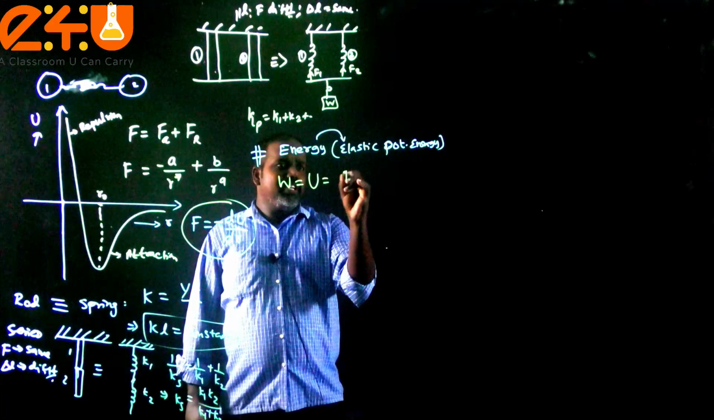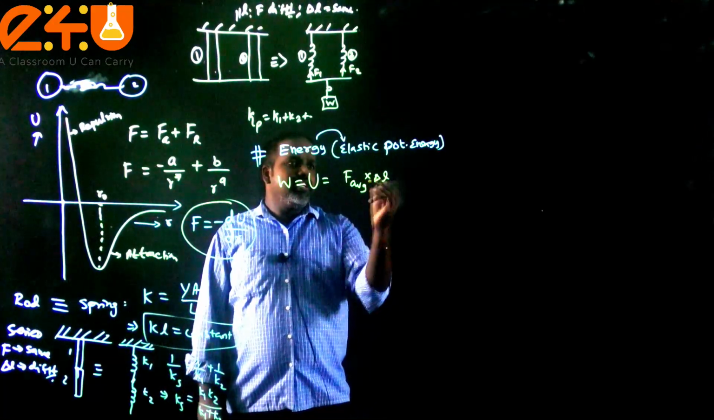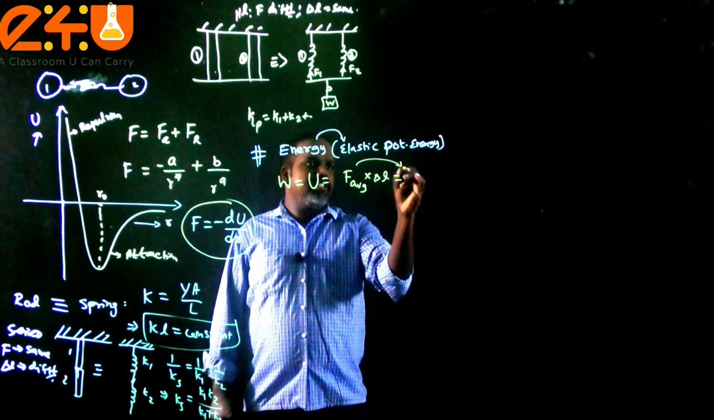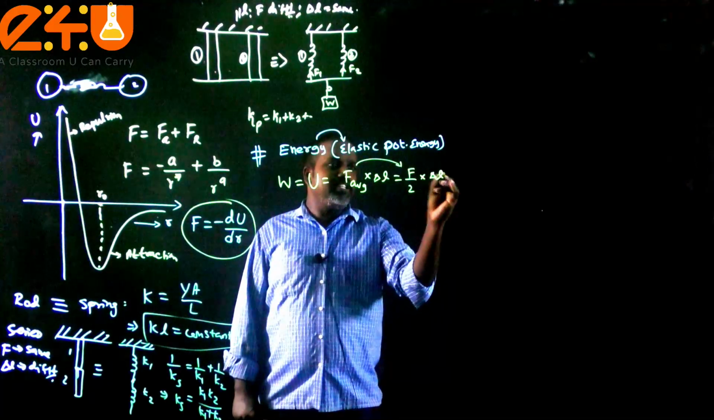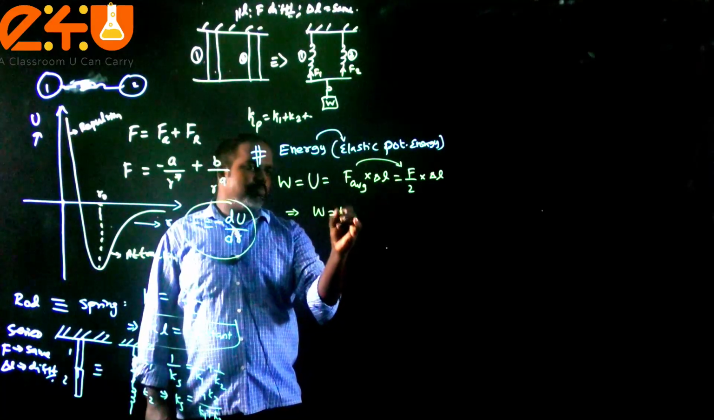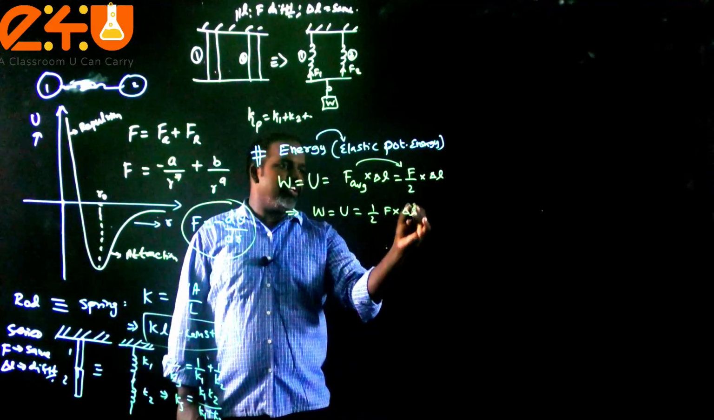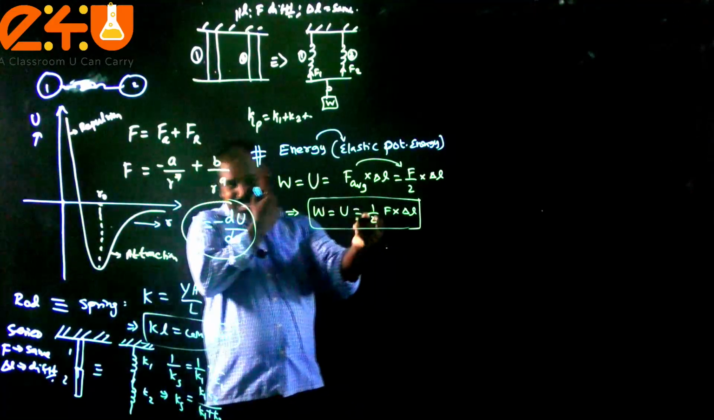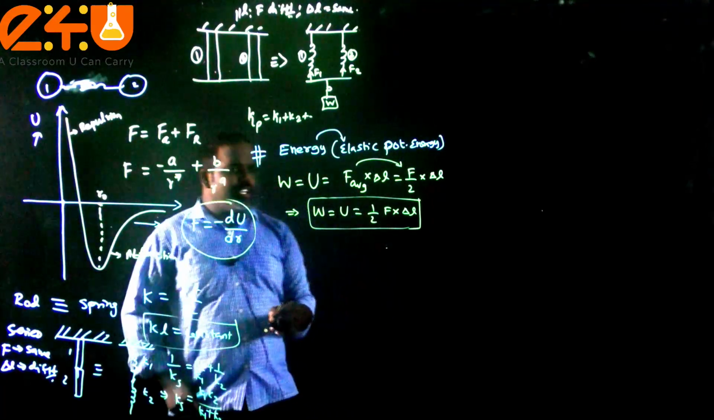is given by the general definition of work done: F average into displacement. Here F average is given by F by 2, so that is F by 2 into delta L. This is the very general expression, and what you must keep in mind is F by 2 into delta L. This is very important. By using this we can get many other forms of this relation.